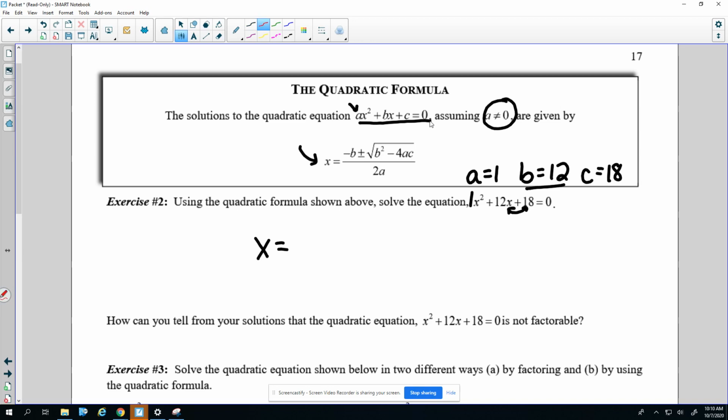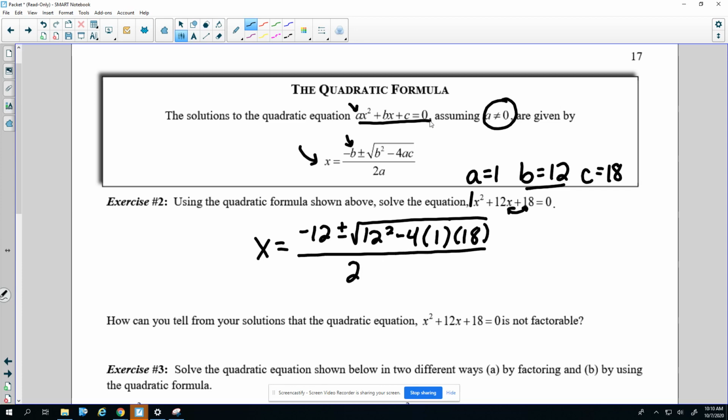So plugging those numbers in, my b value is 12, so I'm going to write negative 12 plus or minus the square root. B squared would be 12 squared minus 4 times 1 times 18. And that's all over 2 times the a value, which is 1.